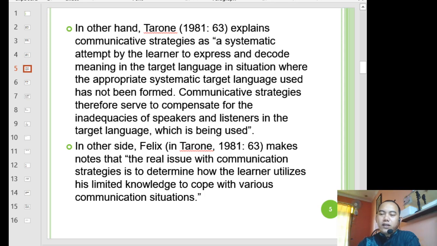From these conditions, communication strategies may be viewed as attempts to bridge the gap between the language knowledge of the second language learner and the linguistic knowledge of the target language interlocutor in real communication situations.